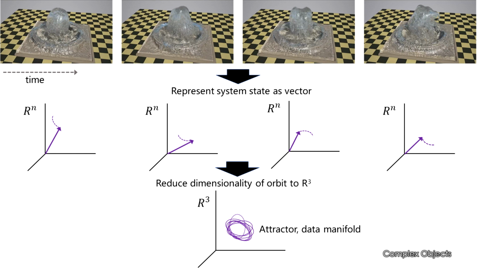You can imagine if the shape of the fountain remains approximately the same, its vector representation has to be approximately the same through time, so it can't start diverging away to a different part of the space, because that would mean that the shape is totally changing to something else.